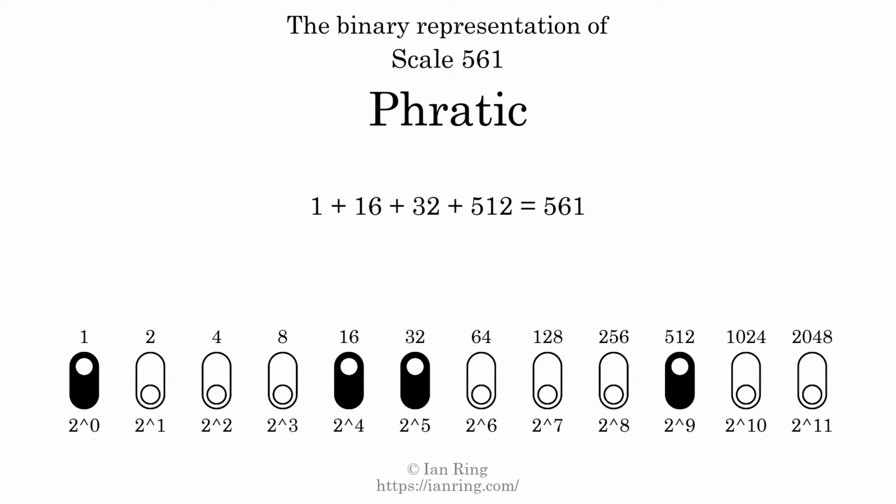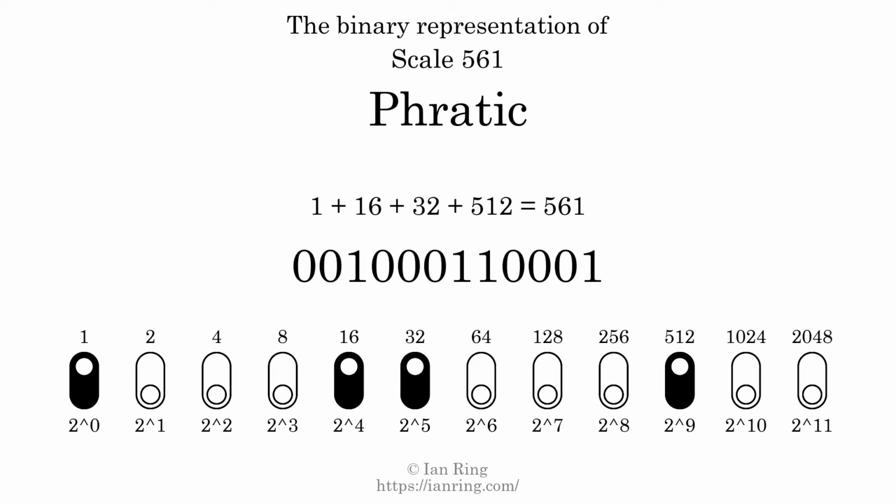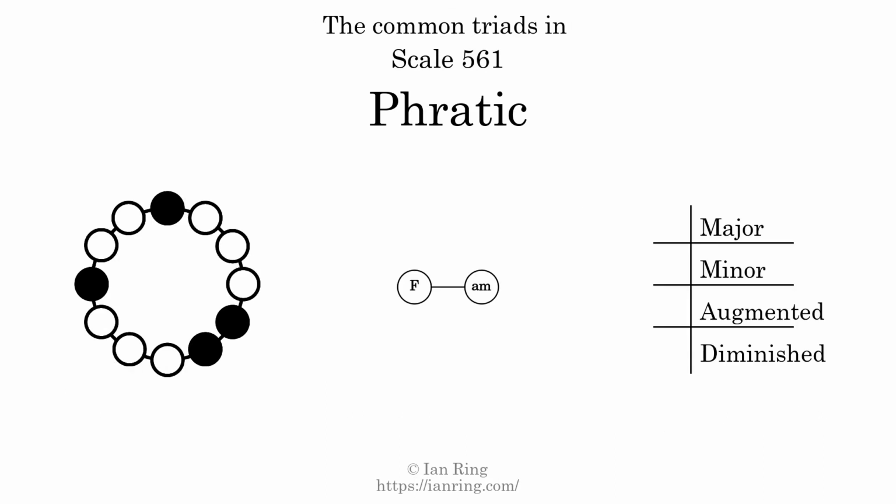The scale number not only enumerates the scale with a unique index, but it also literally describes the tonal content of the scale. Represented as a binary number in base 2, the scale number is 001000110001. Here are the common triads present in this scale.